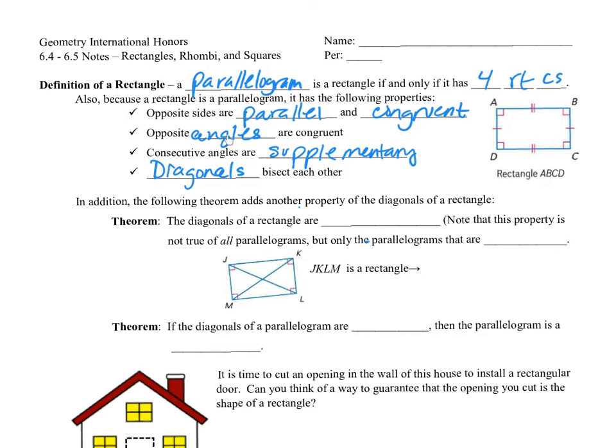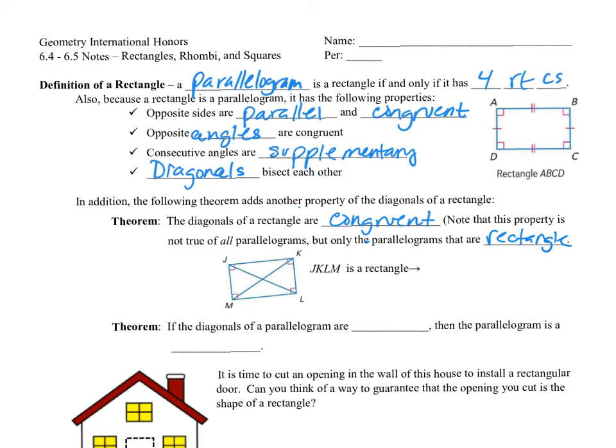But in addition to these, the following theorems add another property about the diagonals of a rectangle. This first theorem says that the diagonals of a rectangle are congruent. Make a note, please, that this property is not true of all parallelograms. Not every time you see a parallelogram is it going to be true that the diagonals are congruent. It's only going to be true if the parallelogram is a rectangle.